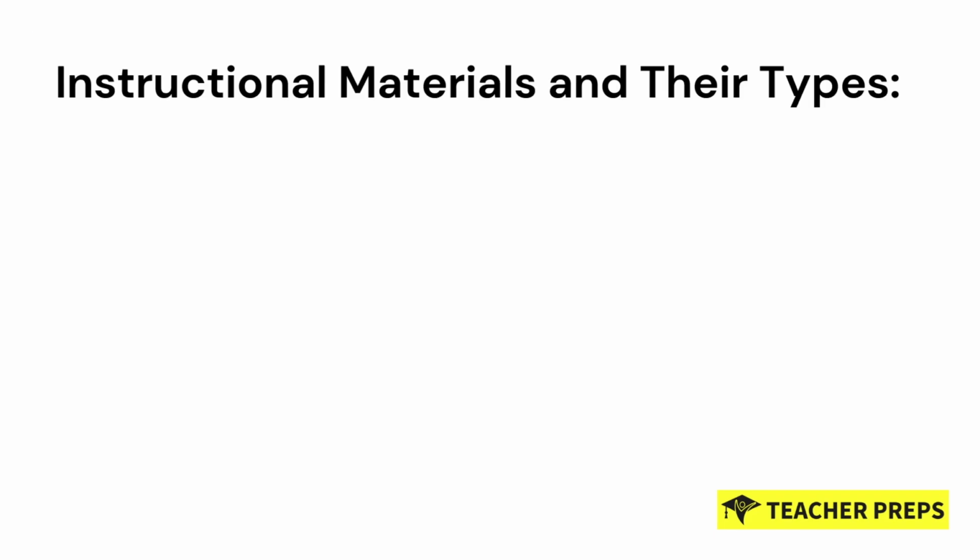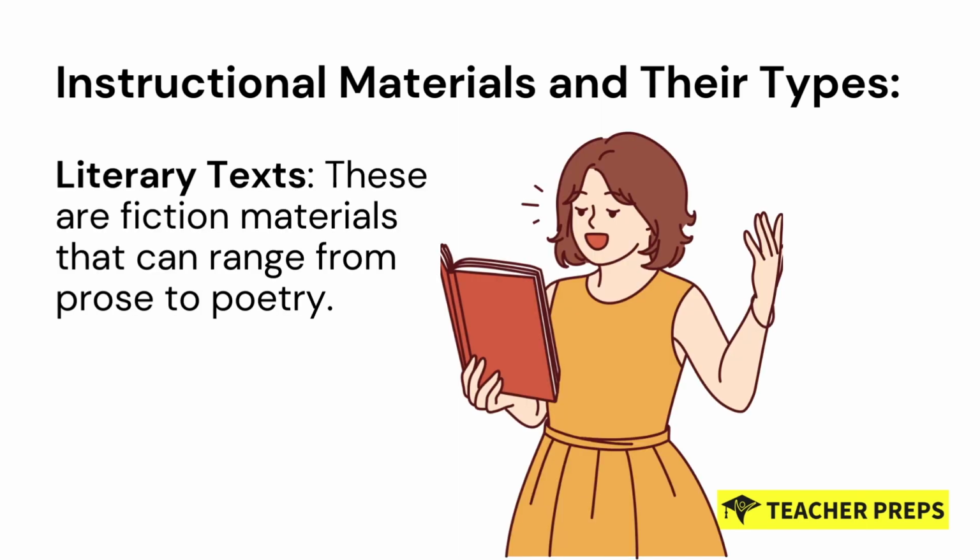Understanding the types of materials available is foundational. Here's a quick breakdown. First, literary texts. These are fictional materials that can range from prose to poetry. For instance, while reading a classic such as Charlotte's Web, students might encounter a word like radiant or humble.